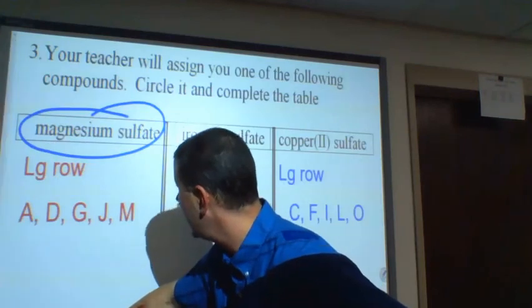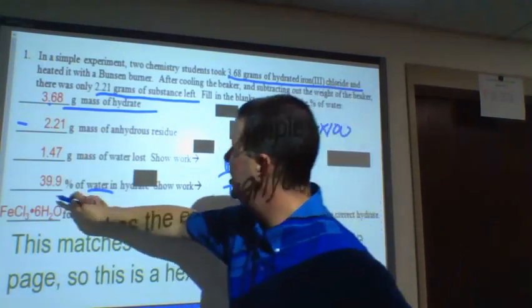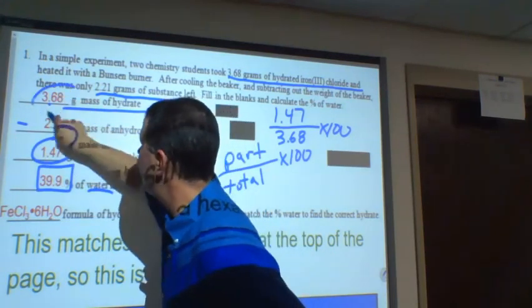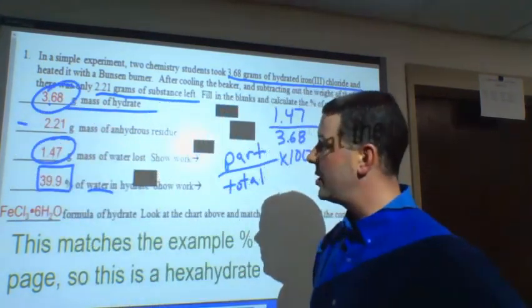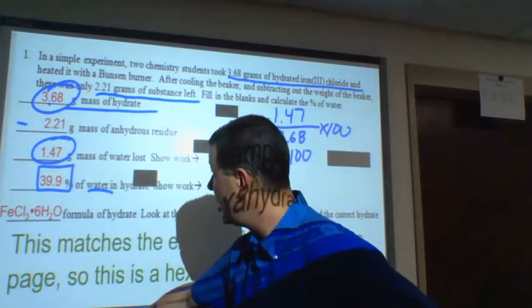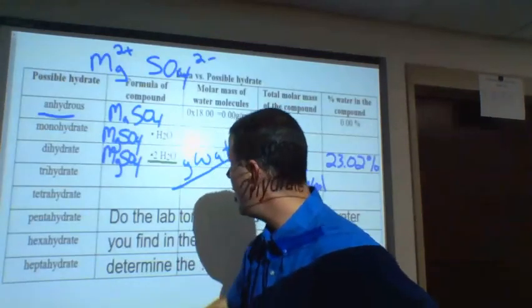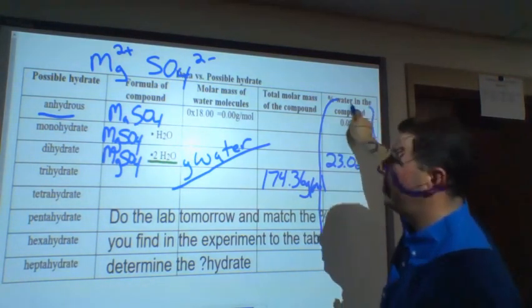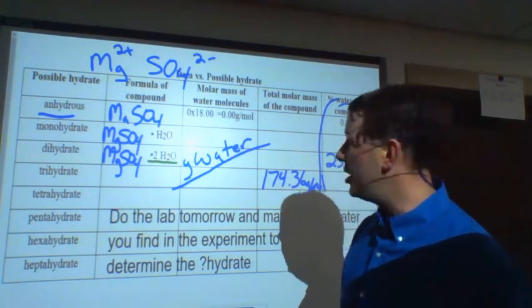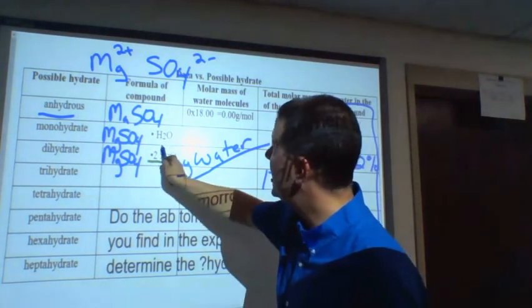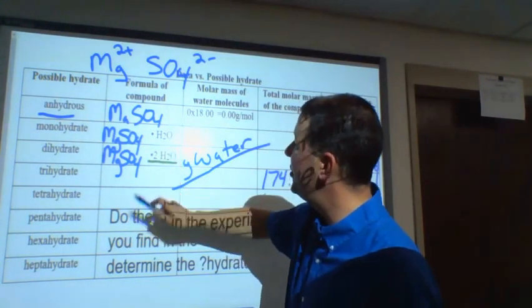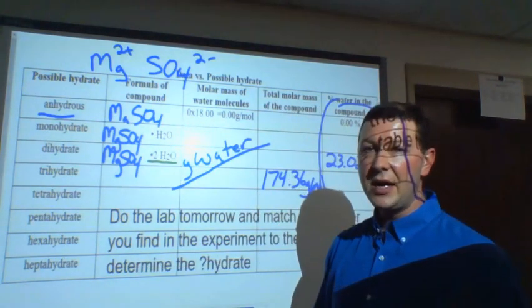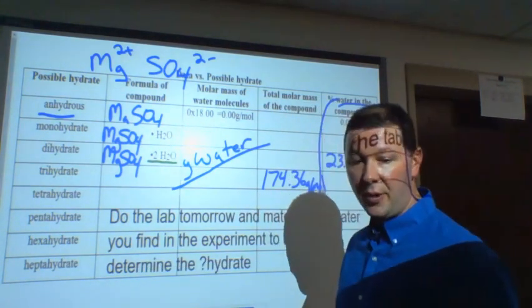So if we go back, right here, how did we calculate this percent water? We took the mass of the water and we divided it by the whole thing times 100. That's how we found the percent water. So when we find that percent water, we'll match it up to our chart here. And the one that comes the closest, that is how many water molecules you have. So it might be the one with 2 water molecules. It might be the one with 3 water molecules. It might be the one with 7 water molecules. That's how we'll find it out. So that's how we'll do the lab tomorrow.